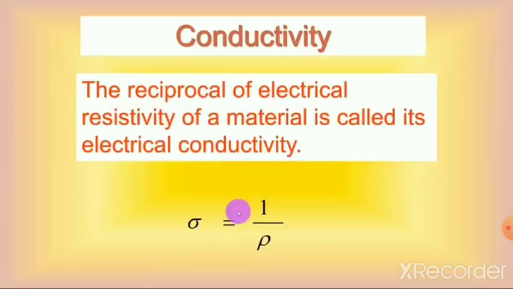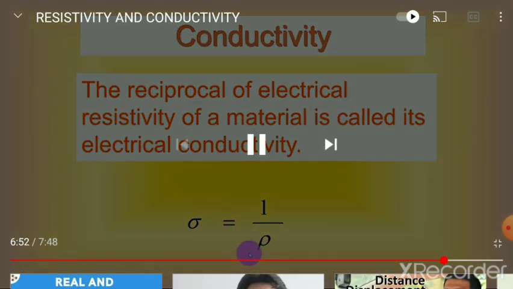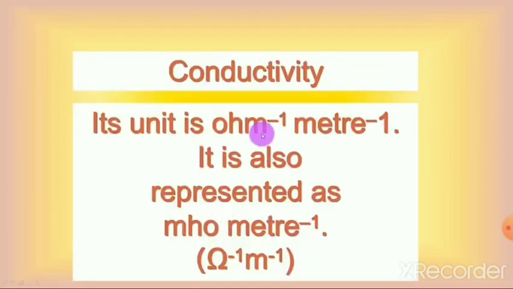Conductivity can be defined as the reciprocal of the electrical resistivity, and sigma is equal to 1 by rho. Here sigma is the electrical conductivity and rho is the electrical resistivity. Be familiar with the unit of the conductivity: ohm power minus 1, meter power minus 1. Sometimes ohm power minus 1 is written as mho, per meter. This is the unit of the conductivity.